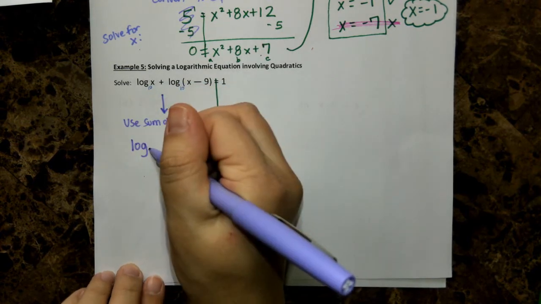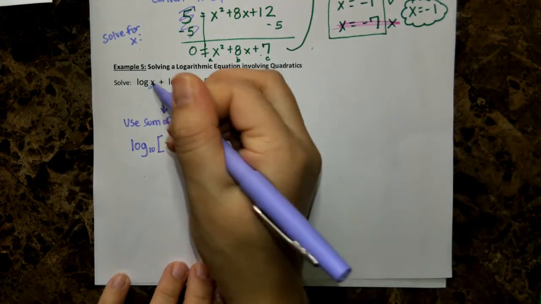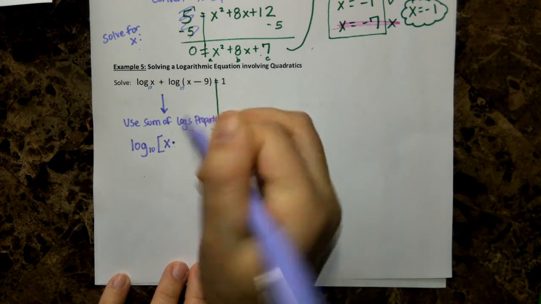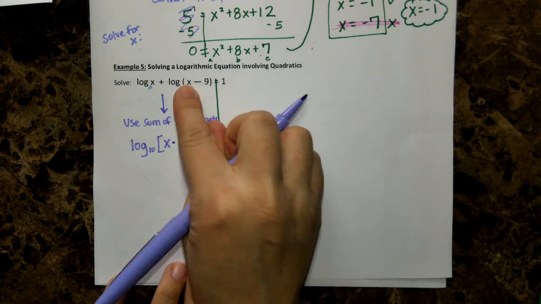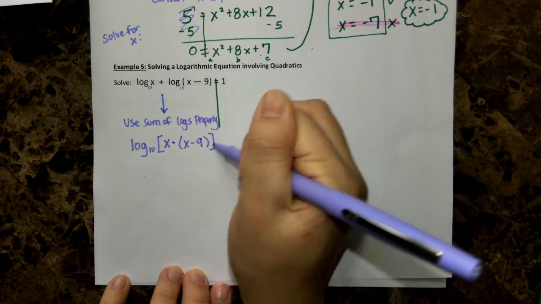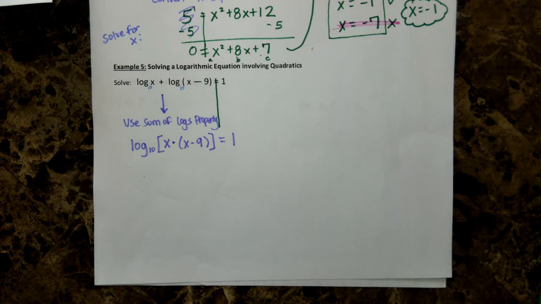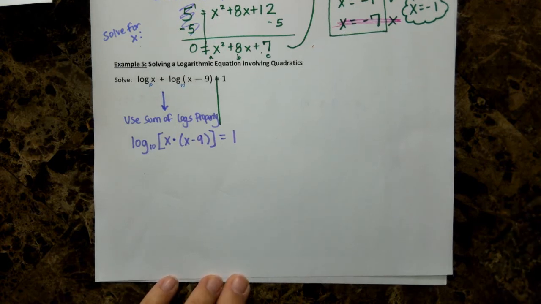So this becomes log base 10, if you want to write the 10, or you can leave it off, of x, and I'm going to multiply it by the other inside of the logarithm, which is x minus 9. And I haven't done anything with the right-hand side, so I'm just going to bring down equals 1. So that's what I've done so far.